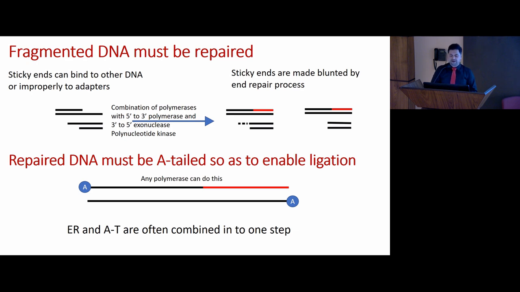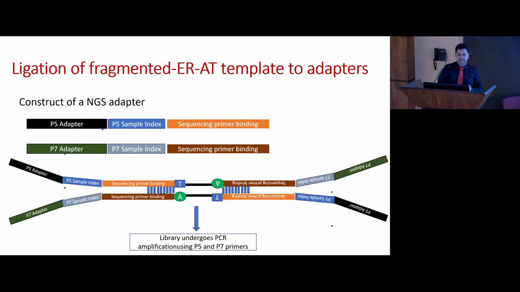Now because it is end repaired, you also do the next step, which is called A tailing, wherein you add an extra A base. Any polymerase can do this. They are often combined into one step, the end repair and A tailing step. So now this is end repaired, you add an A. Now I'll tell you why we need to add this A. You need it because how will your adapter get attached to it?